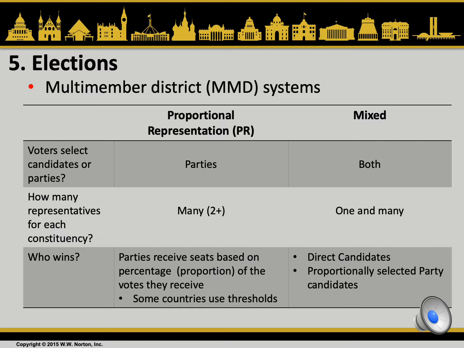Some multi-member district systems combine both a proportional representation methodology, where again candidates are selected amongst the percentages of the votes that parties get. In addition, there's an individual candidate directly elected as well.